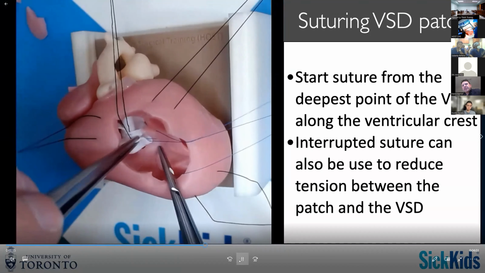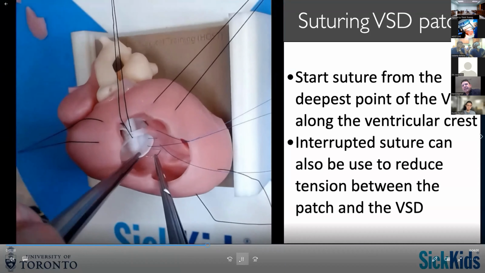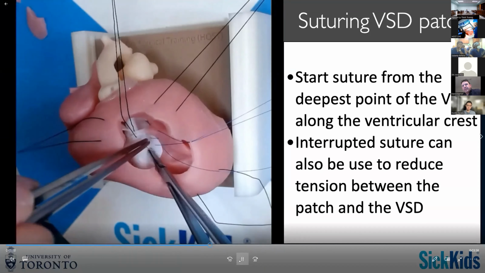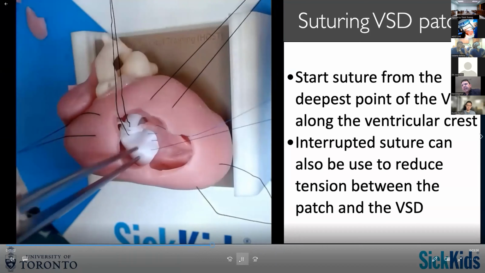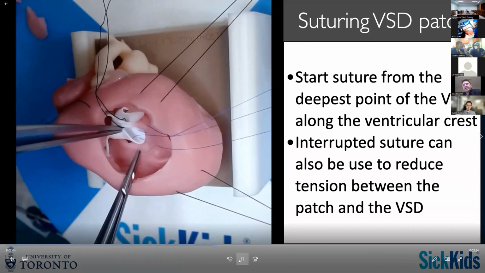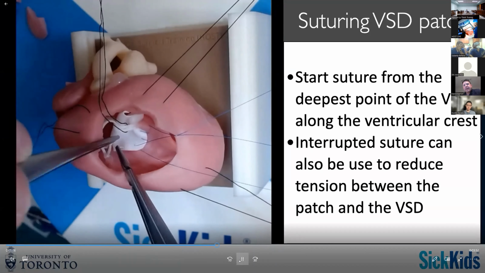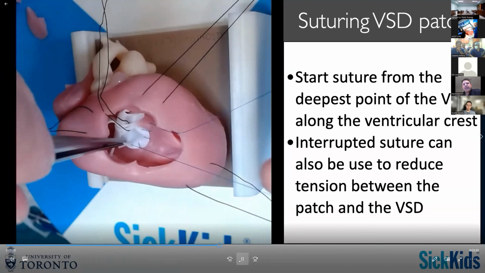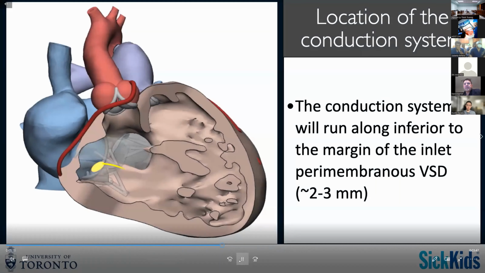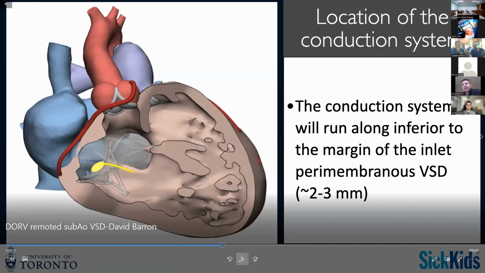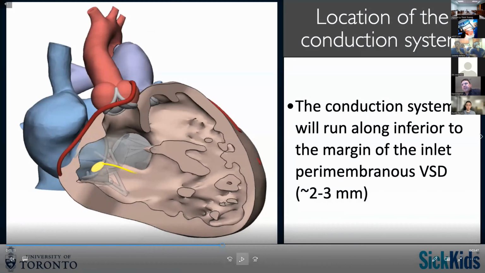And I have to make a disclosure that in my practice, I do all of these procedures with interrupted pledgeted sutures, and I don't use a continuous technique. But I think for the sake of these videos and using these models, it's much more straightforward to show it to you with a continuous technique. But I prefer interrupted pledgeted sutures.